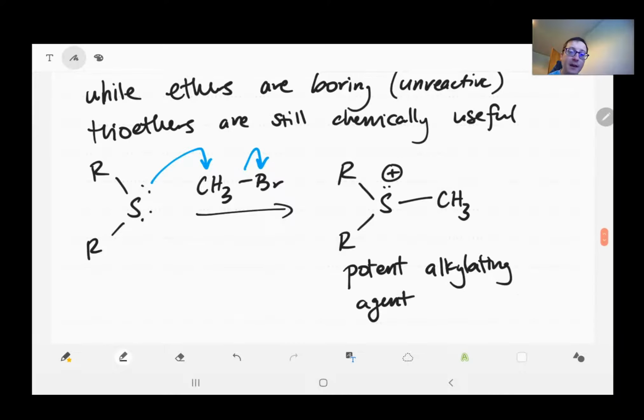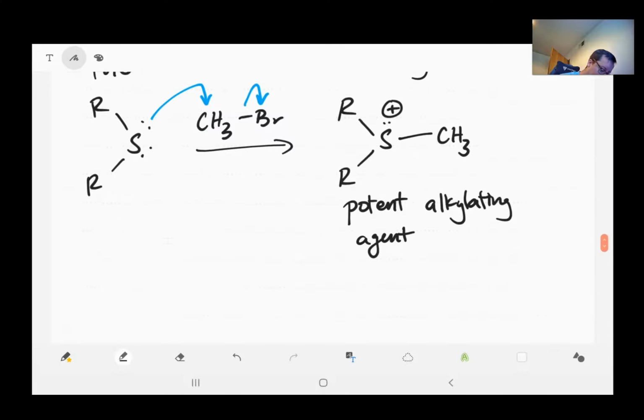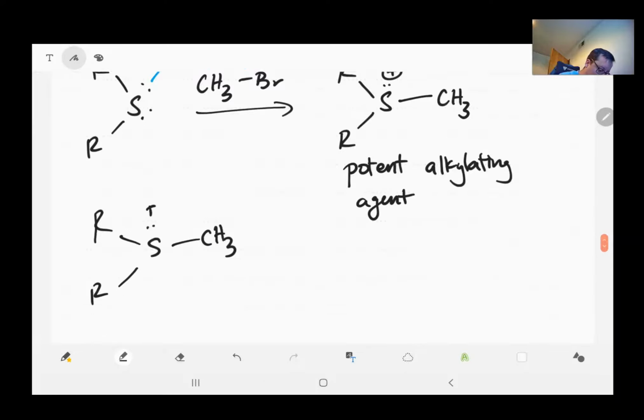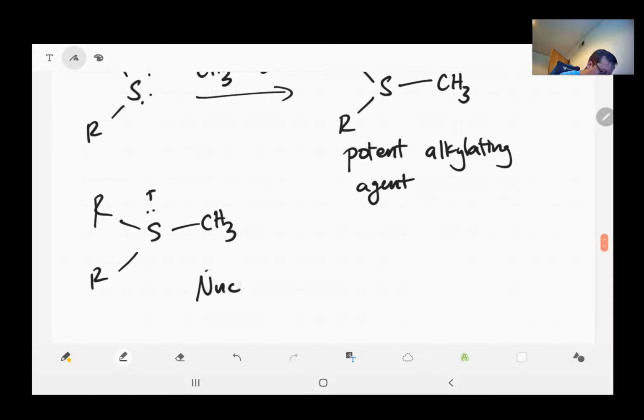An alkylating agent means you can put it with something that's nucleophilic and stick on a methyl. I mean, in this case, it's a methyl. If I put in ethyl bromide instead, we would have an ethyl group to put on somewhere. And so we can say, let's go ahead and put in some sort of nucleophile. I'm going to just copy it down here. Here's our nucleophile.